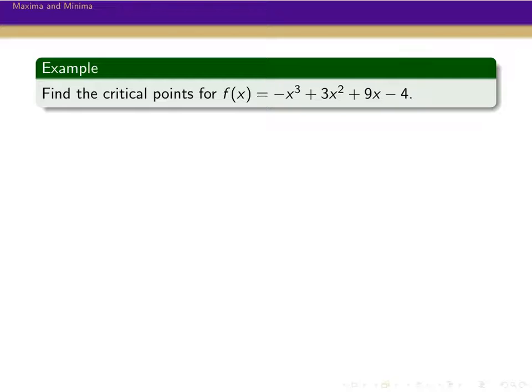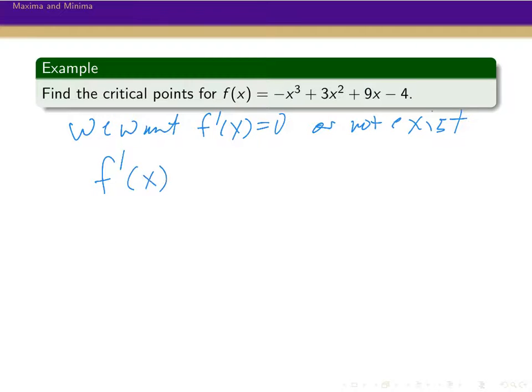So looking back, it doesn't exist. So we want f prime of x to equal 0 or not exist. So what's the first thing we've got to figure out? We've got to get the first derivative. This is a cubic polynomial, just using the power rule over and over again, not too bad. So we get minus 3x squared plus 6x plus 9, and then the minus 4 goes away. So that's our first derivative.